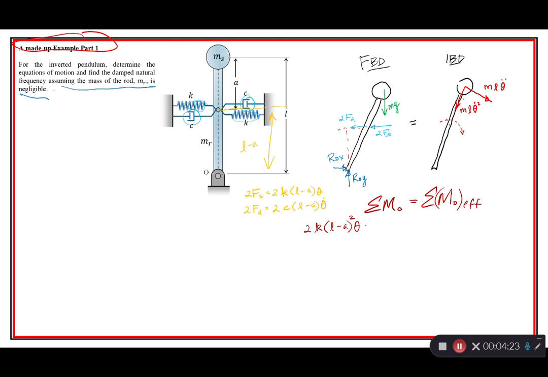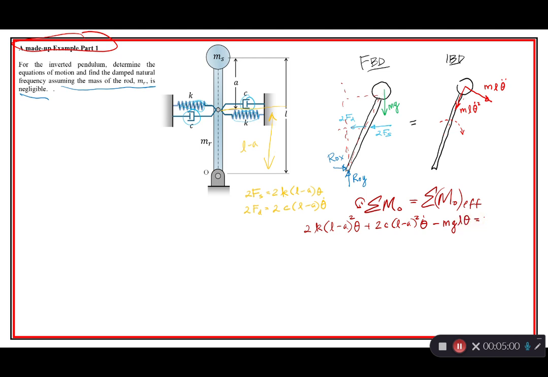Same thing true. I want to put in that that's the sign convention. We'll have 2 times c times L minus a squared again, for the same reason, theta dot. And then, irritatingly, we're going to have negative mg, but it's going to be times the moment arm here, which is going to be L times theta.